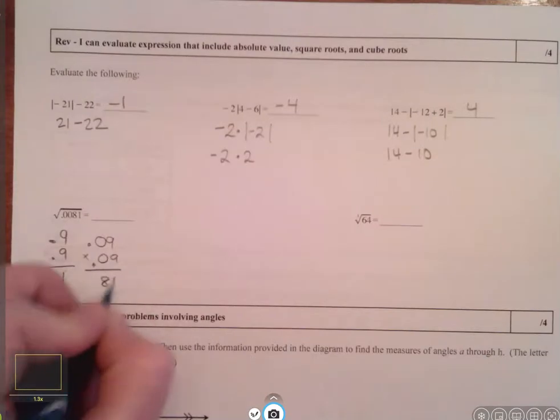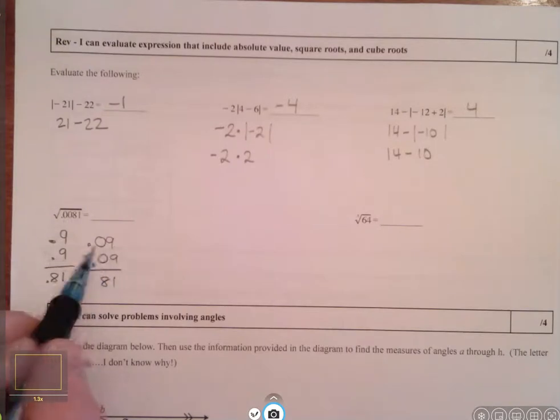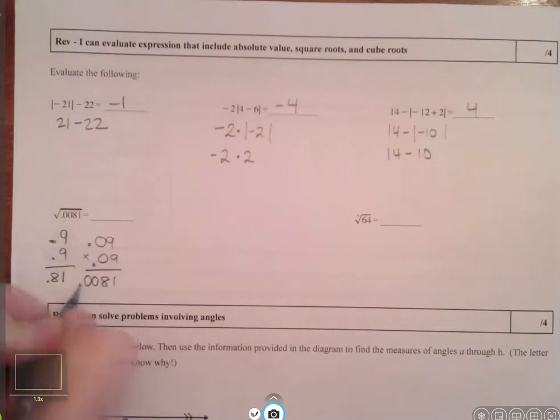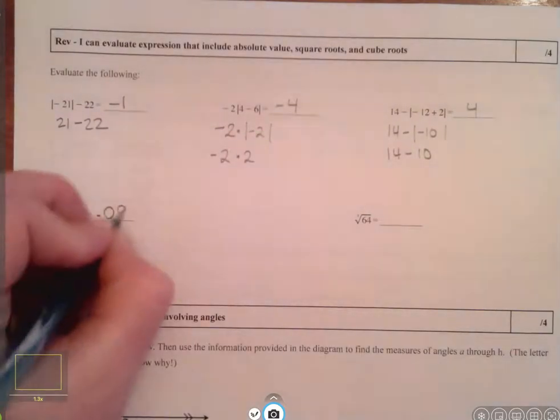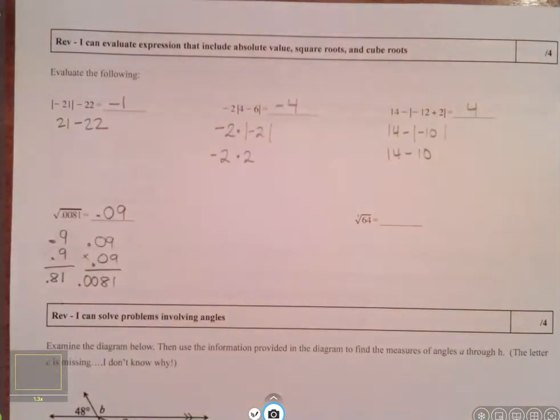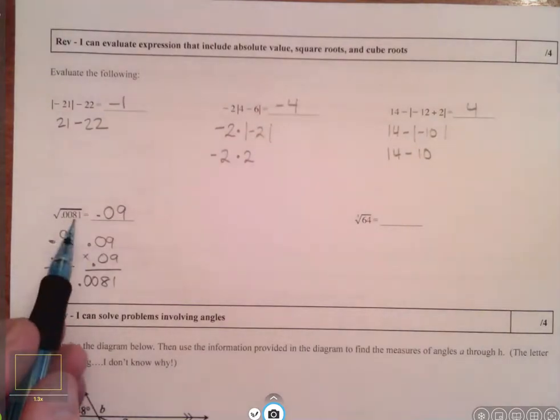So I have 81. I'm going to move my decimal 1, 2, 3, 4. There we go. So my answer here is 9/100ths.